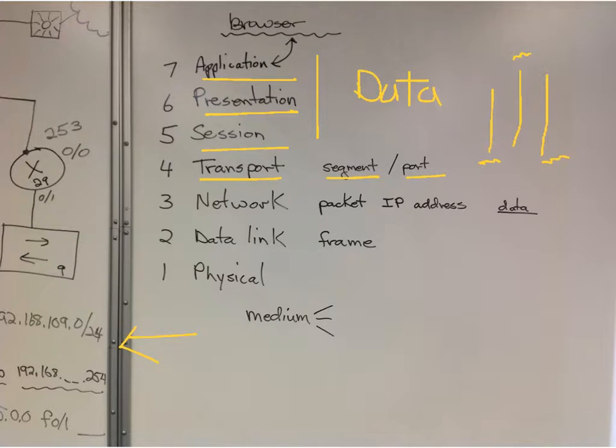Transport. How are we going to transport the information? Okay, we're going to segment it up, and we're either going to send it TCP or UDP. There's actually more than that, but those are the two. The layer we're working on today is the network layer, which isn't very complex. It becomes a packet, and we add source and destination IP addresses to the data.